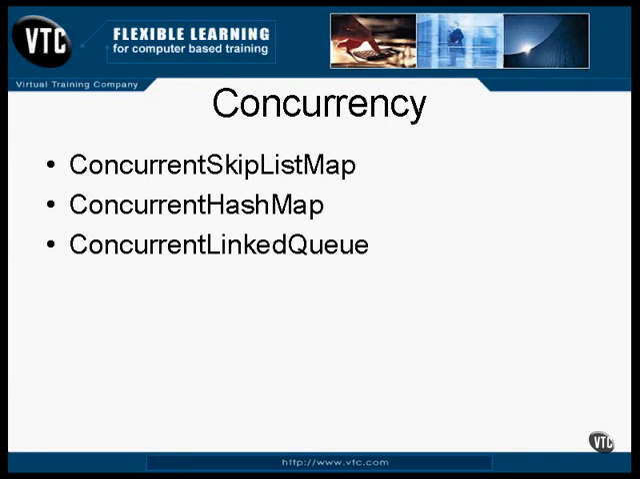The queue collections are probably best suited to communicate from one thread to another. There are several queues that work in slightly different ways. The concurrent linked queue is a first-in, first-out queue that can grow to whatever size is needed to hold the elements you're sending from one thread to another.